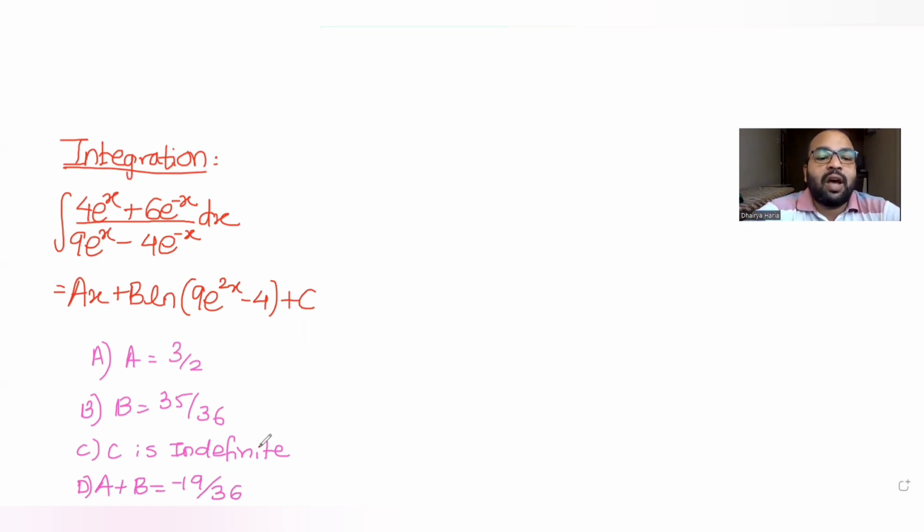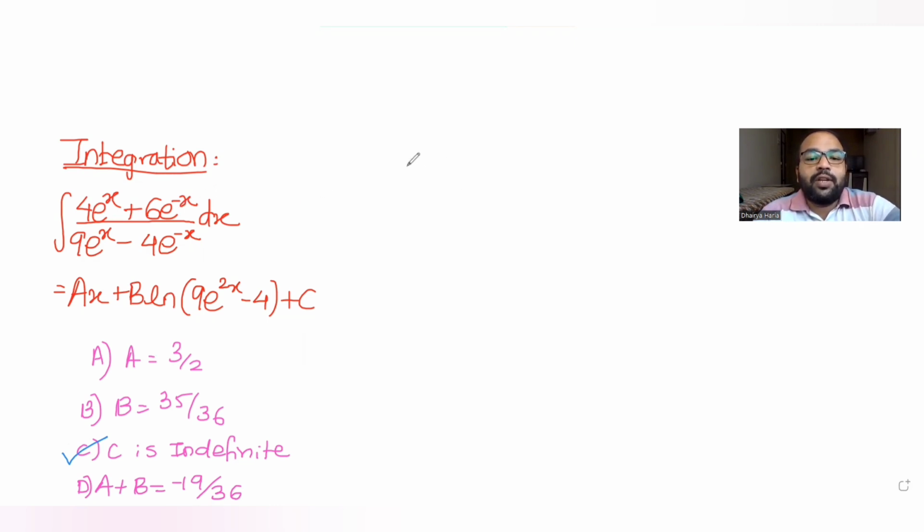So in this case, after just seeing the options, I can definitely say that this is a question of indefinite integration where we do not have the limits with us. Right, so this C is nothing but an integration constant, so C has to be indefinite. In that case, option C is the correct one till now, but let's entirely solve the question and then find out which of them are the correct options. Right, so let's start to solve this question.